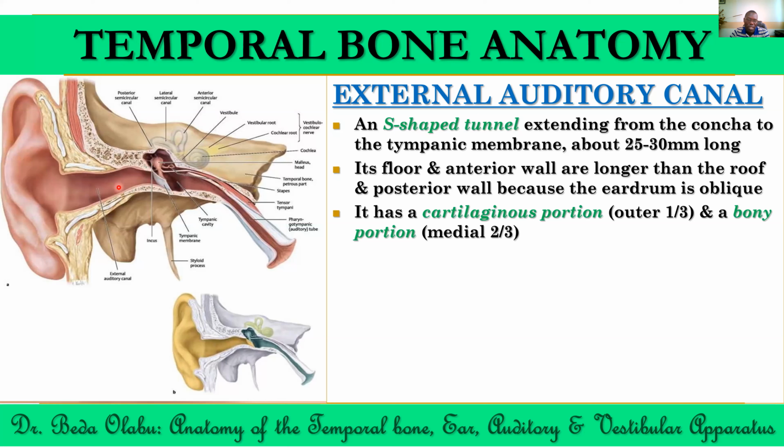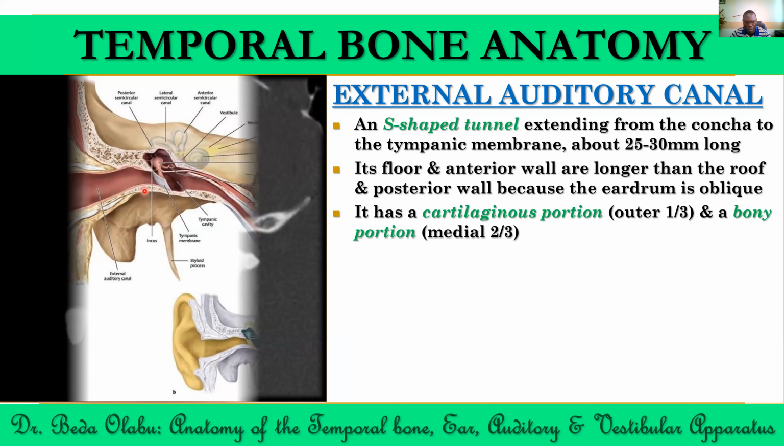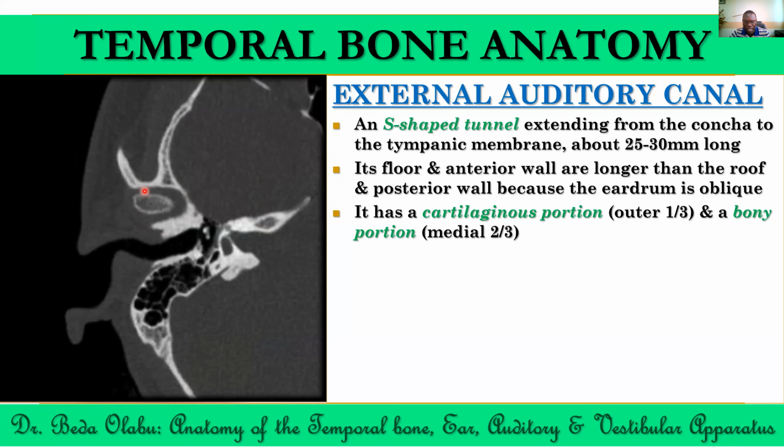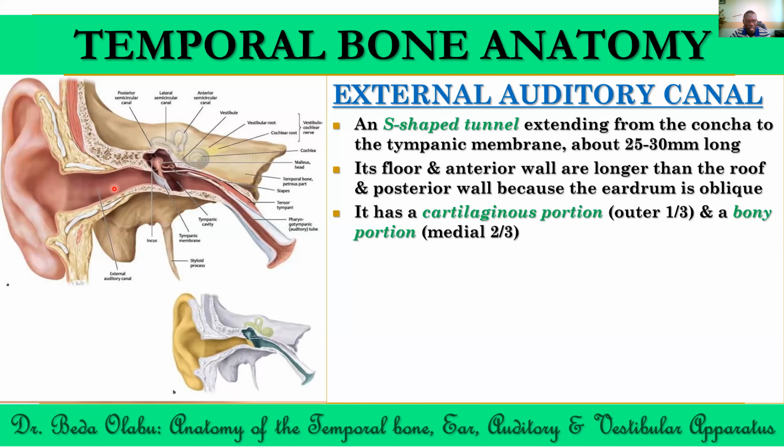The external auditory canal has two portions. The outer portion is cartilaginous, and the inner portion is bony. So the outer cartilaginous part takes a third, and the inner zone takes two thirds. The outer part will appear slightly wider than the inner zone, as we can see from this image.